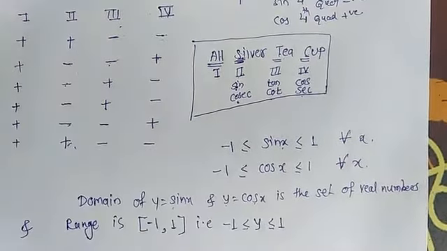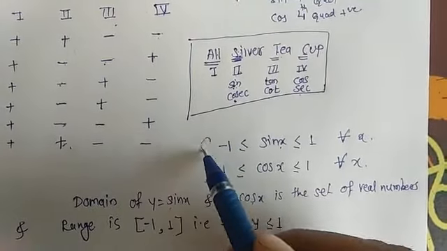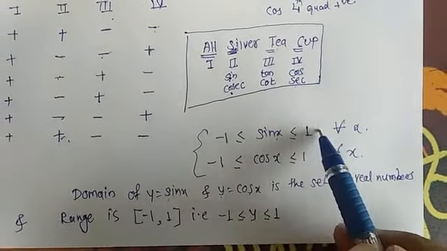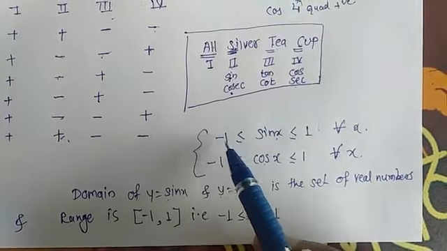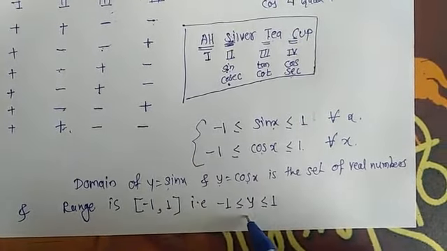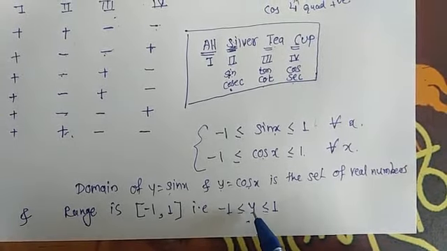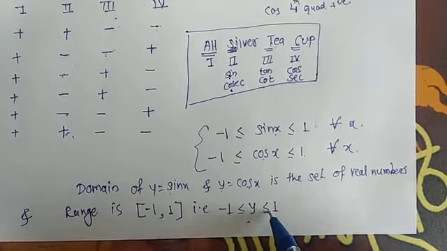As you can see, both the values of sin x and cos x lie between -1 and 1. So we can say that the range of sin x and cos x is -1 less than or equal to y less than or equal to 1.